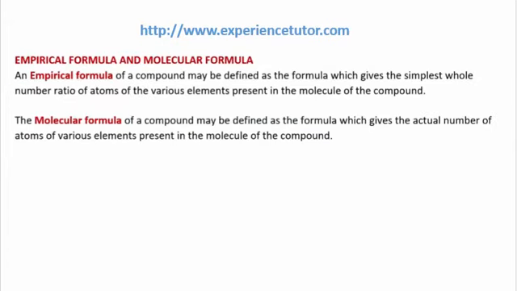Empirical formula and molecular formula. An empirical formula of a compound may be defined as the formula which gives the simplest whole number ratio of atoms of the various elements present in the molecule of the compound. The molecular formula of a compound may be defined as the formula which gives the actual number of atoms of various elements present in the molecule of the compound.